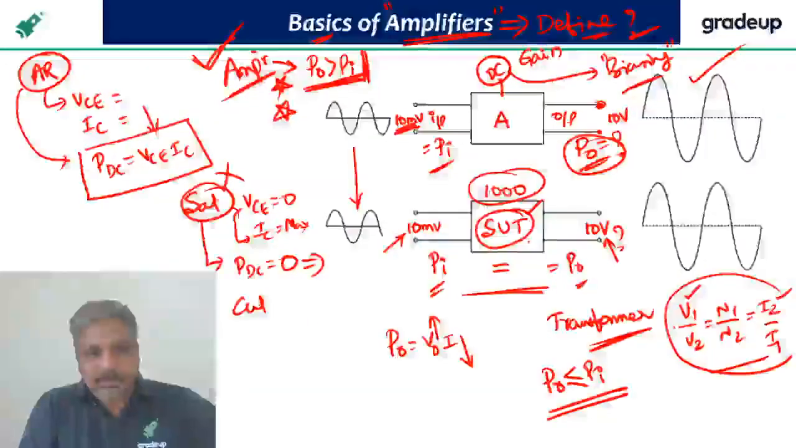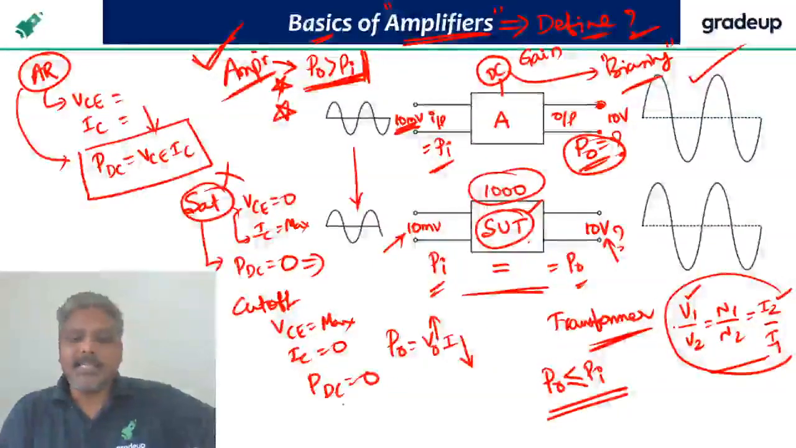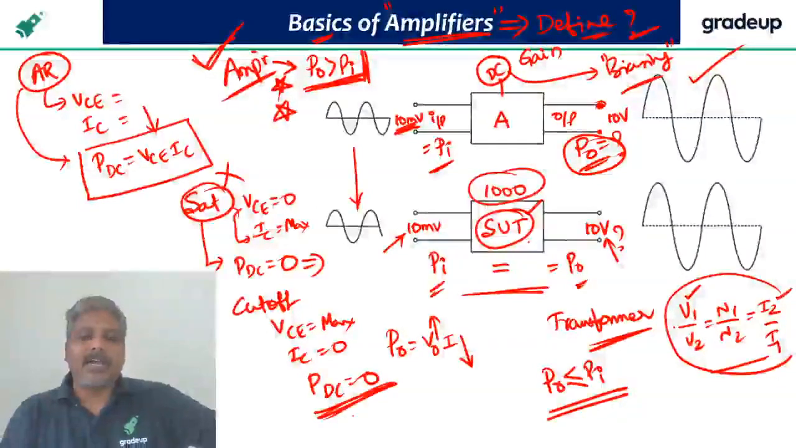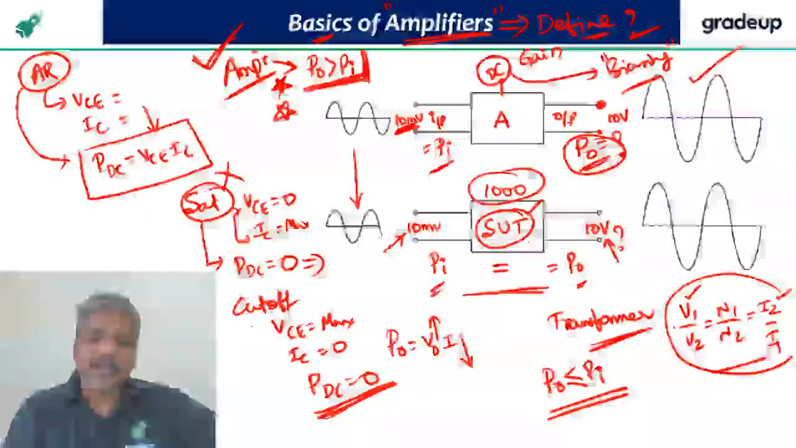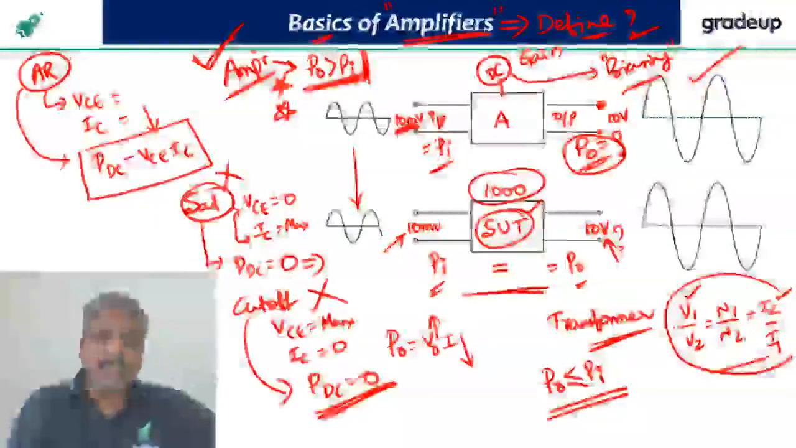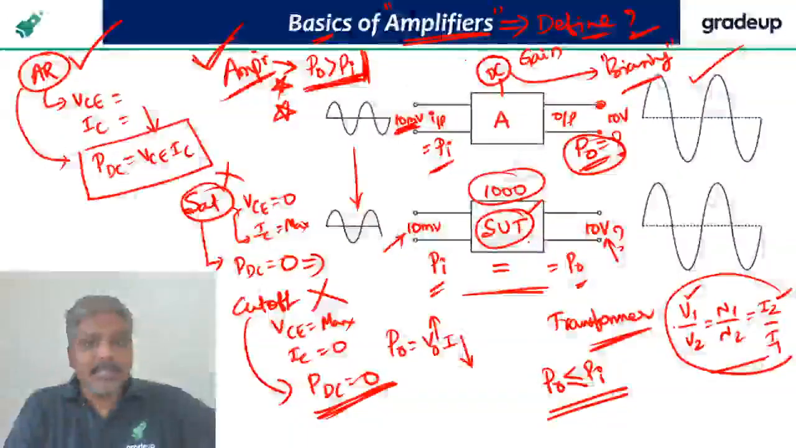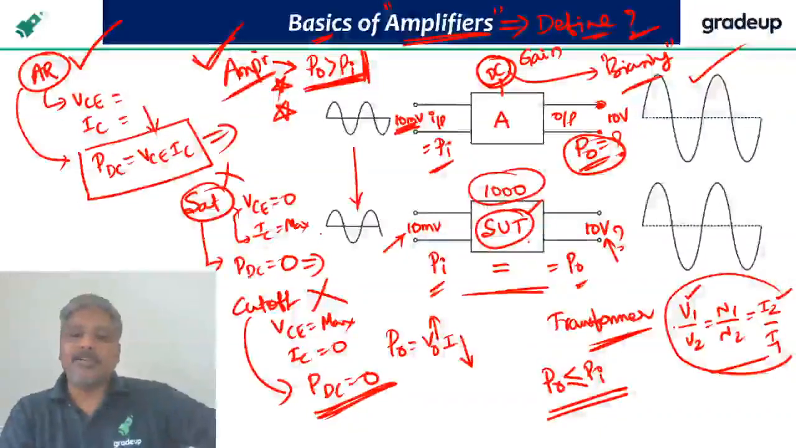Suppose you are talking about cutoff. Cutoff means VCE is maximum, but IC is equal to 0. Again, PDC supplied is 0. If you are not supplying DC power to the amplifier, it will not have output power higher than input power. That's why the cutoff region cannot be an amplifier. Only the active region is possible for an amplifier. Do you get it, guys? That is the DC power you are supplying: VCE into IC.